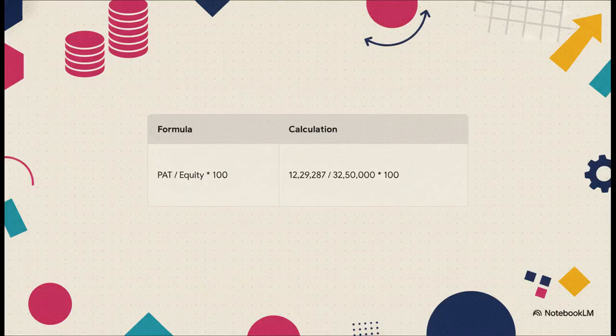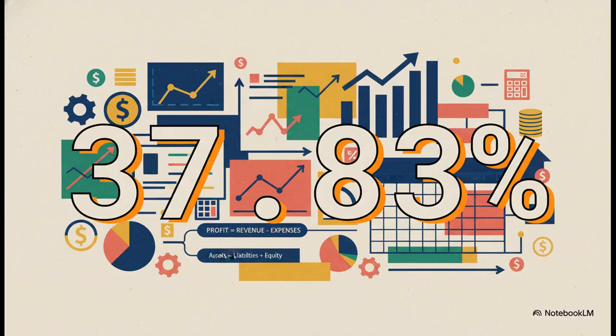To figure this out, we take our net profit, the PAT, and compare it to the total equity. And just remember, that equity figure is simply the company's total assets minus its debt. And look at that result, a return on equity of nearly 38%. That is an absolutely outstanding number. It shows an incredibly strong return for the shareholders and tells us the company is using their investment money extremely well.